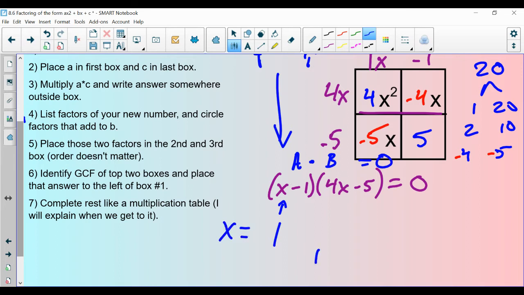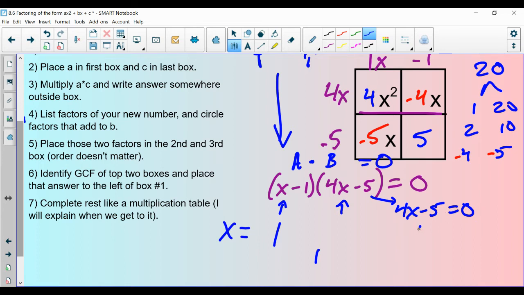1 minus 1 is 0, right? This set of parentheses is a little bit more challenging. It's difficult to figure out what makes this parenthesis 0. And if that's the case, just set it equal to 0 and solve it. I want to know what makes this 0. I can just set it equal to 0 and then solve for x.